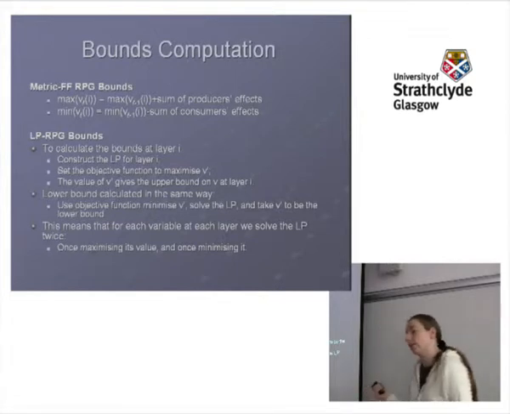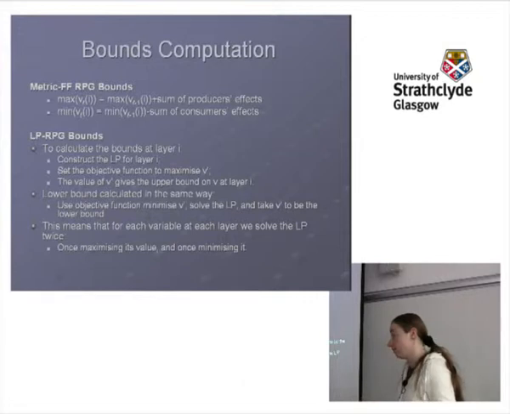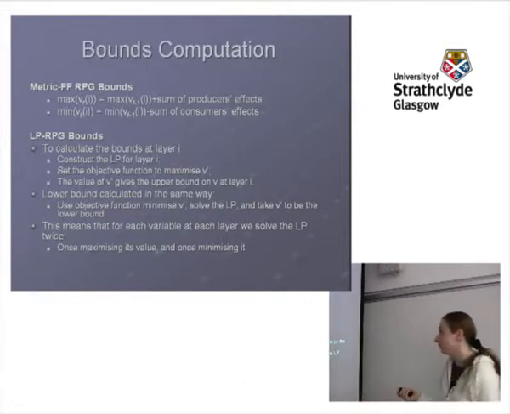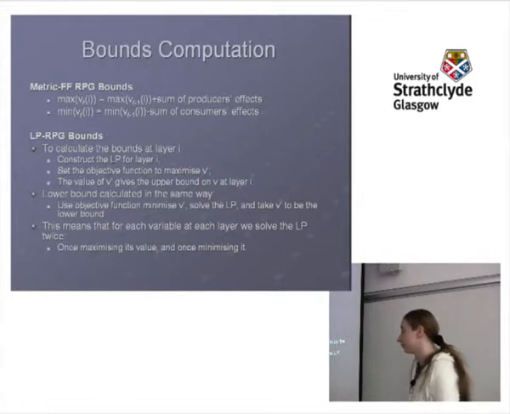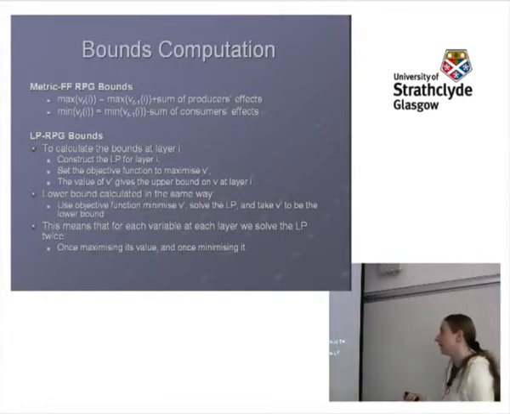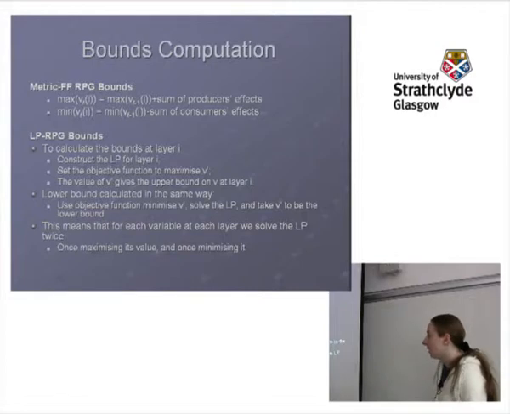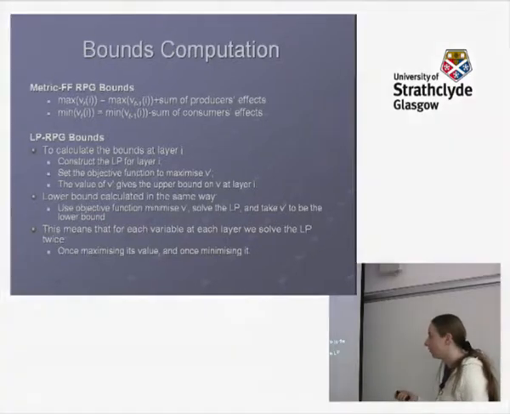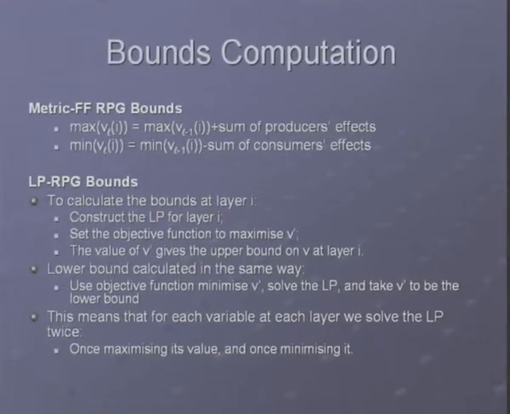But we have a slightly more complex way to calculate bounds that uses our LP, so we can take into account this resource transfer. So we construct the LP for layer I. Compute the bounds at layer I. Set the objective function to maximize some variable. And the value of this variable gives the upper bound of V at layer I.